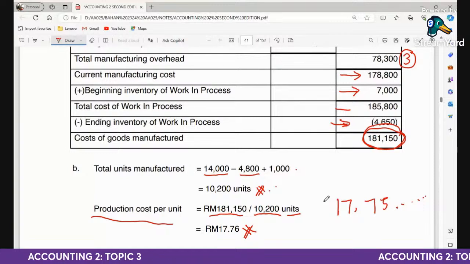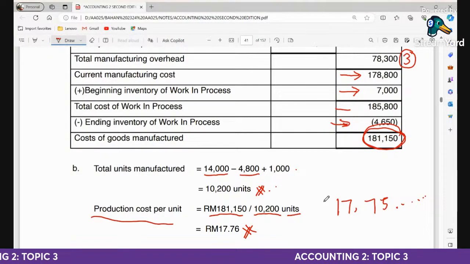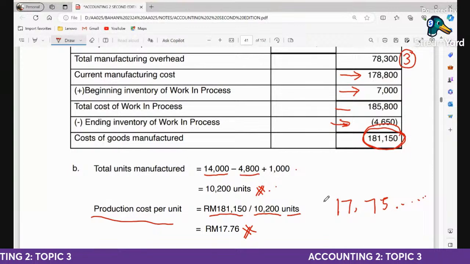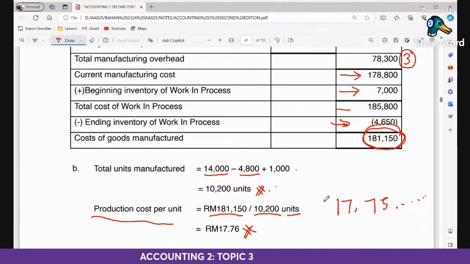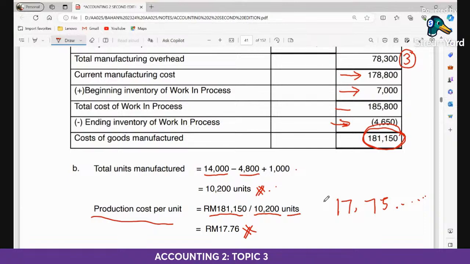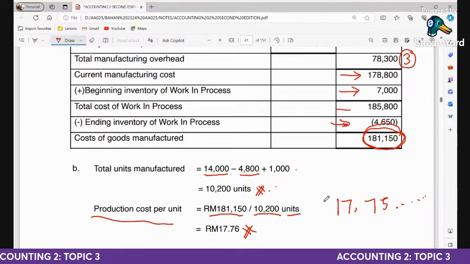So we must understand in this chapter that I need to know all the manufacturing costs. When I say all, it's actually not many. It's only 3, which is your direct material, direct labor, and manufacturing overhead. It's just that in direct labor, direct material, and manufacturing overhead there are certain items that you need to read so that you understand. Once we know the 3 items, we are going to use them to calculate your total cost of goods manufactured.